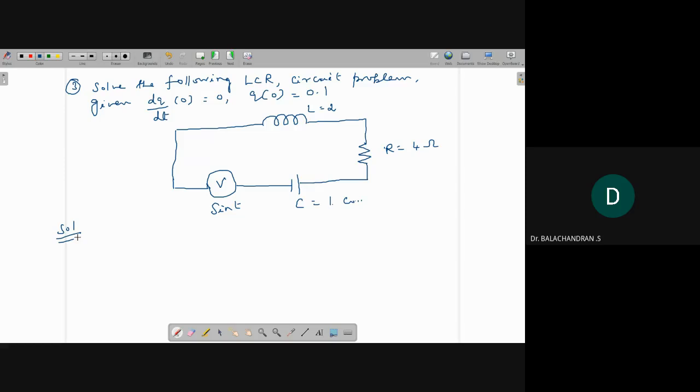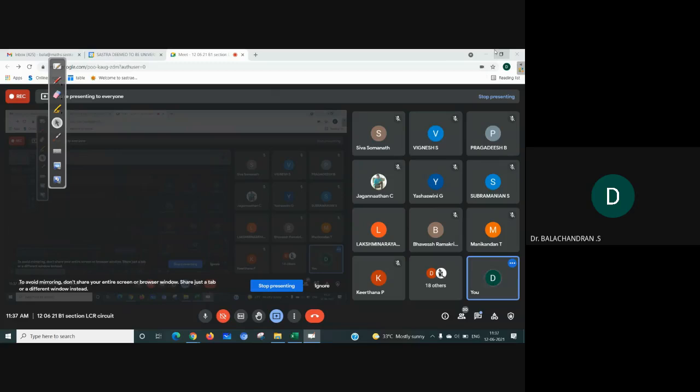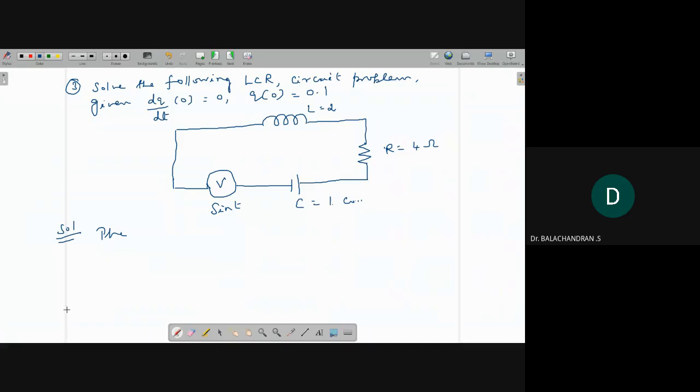So who is ready to tell the mathematical equation? First, what is your name? Sir, Lakshminarayan. Okay, good. First, general. L into di by dt. Okay, I will write here. L into di by dt plus IR plus Q by C equal to E. Okay, Q by C equal to E.